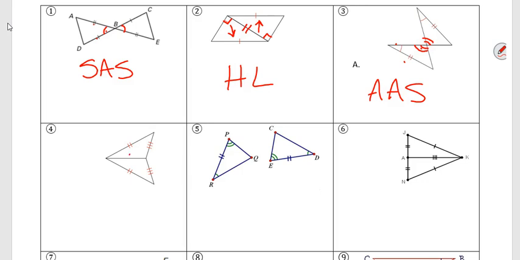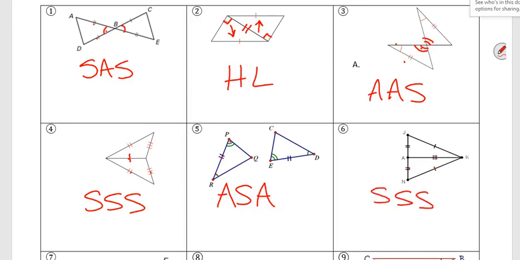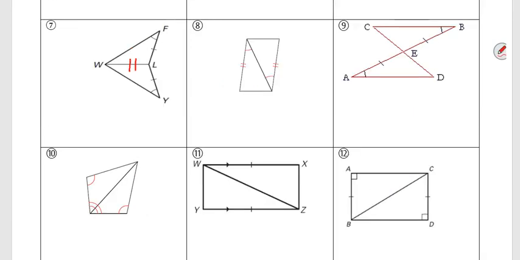On number 4, we have a shared side. So this is going to be side, side, side. Remember, tick marks mean sides and arcs mean angles. Here we have angle, side, angle. Number 6, we have side, side, side. Seven, we have a shared side, and that would be side, side, angle. And if you remember, we don't have 2 S's next to each other, so this would be no. They're not congruent. And this one would be a shared side there. So we have side, angle, side.